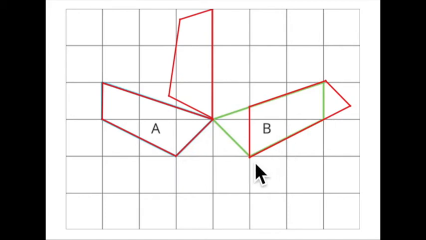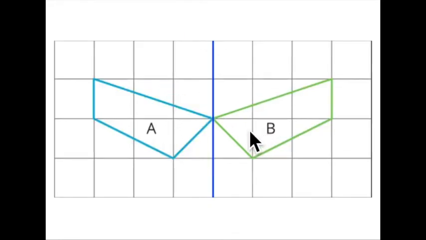And you find that this angle is pointing in a different direction. So this angle is pointing down, whereas this angle in the original one is pointing up. So it's not a rotation. It actually is a reflection. So this is the line of reflection.